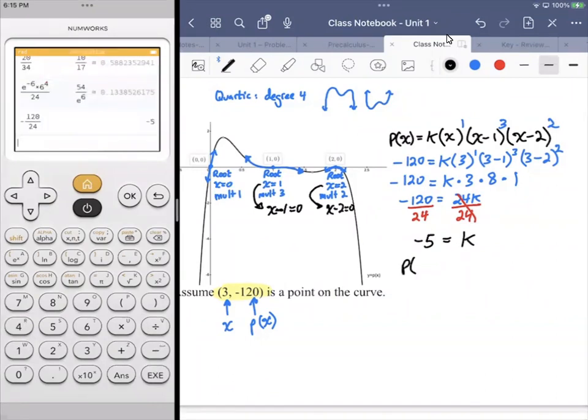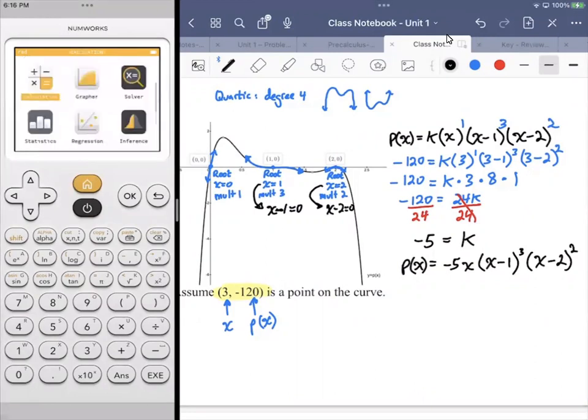So then p of x would be equal to negative 5x times (x minus 1) cubed times (x minus 2) squared. And then I'd pop that into a calculator, sort of defeating the whole purpose of doing this by hand. But I want to be able to check to make sure that it's going to produce the same graph. I'll just do it on NumWorks because typing in an equation in a calculator is not really overly specific to different devices.